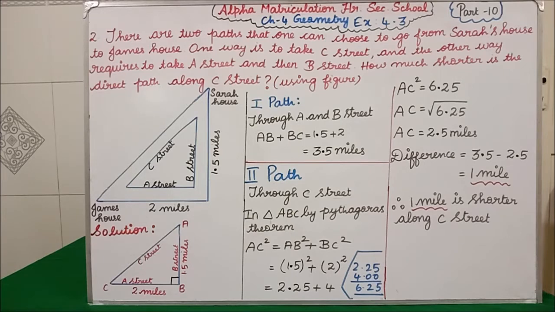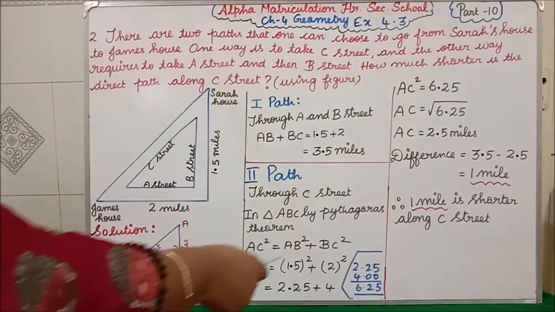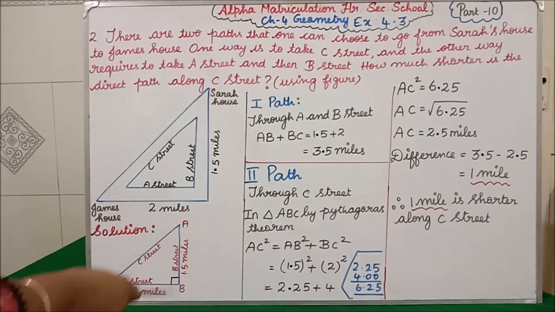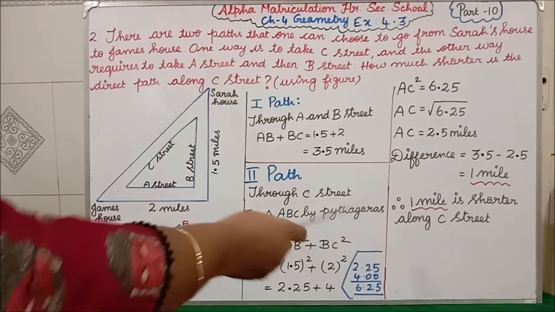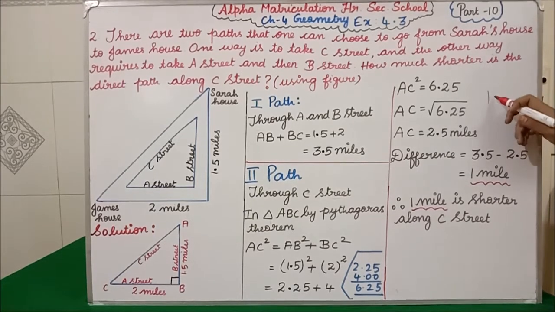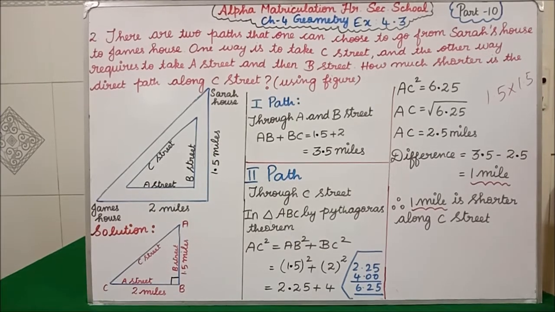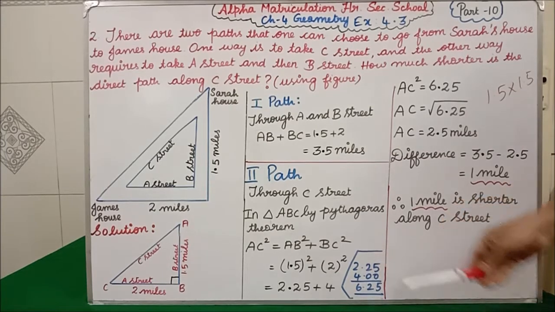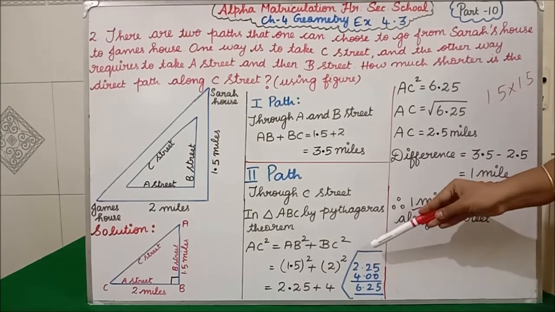Now AB value we all know. What is AB value? They have given 1.5. So I have written here 1.5 the whole square plus, what is BC value? 2, the whole square. 1.5 the whole square means what, students? 1.5 into 1.5. So 1.5 into 1.5 answer is what? 2.25. Clear?